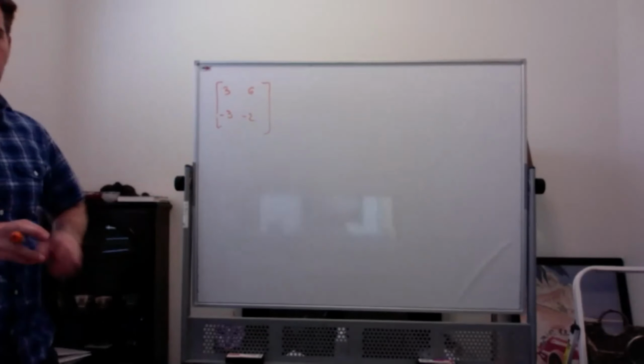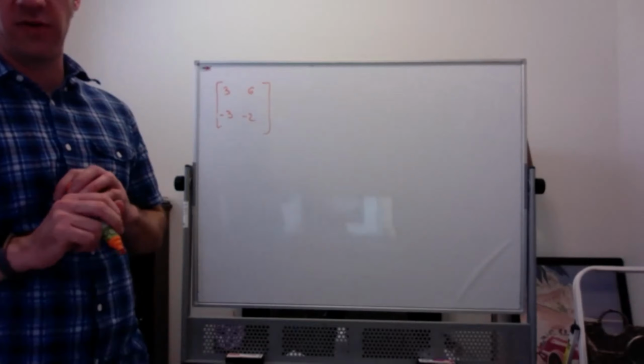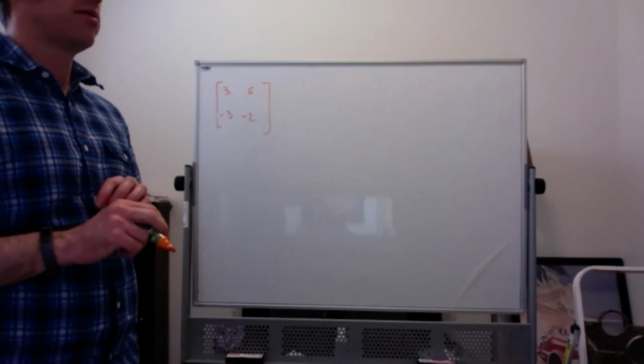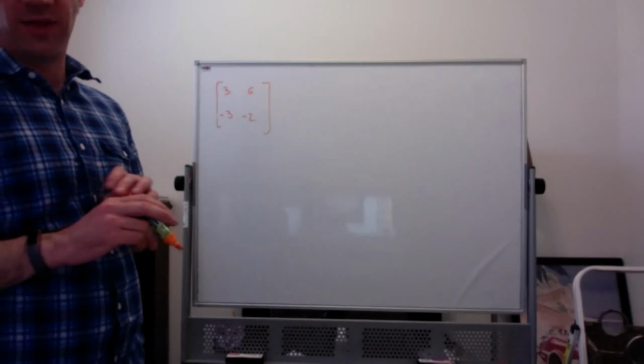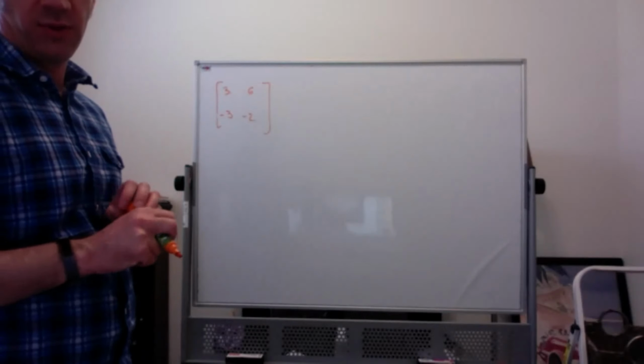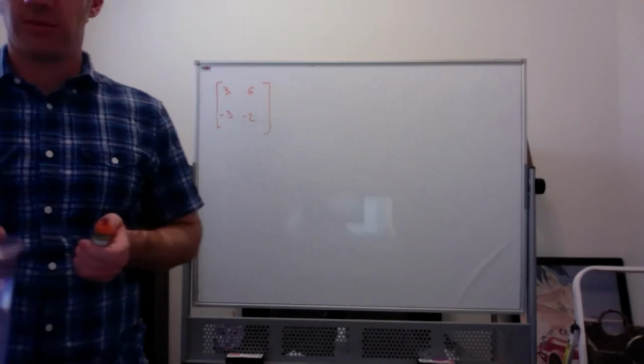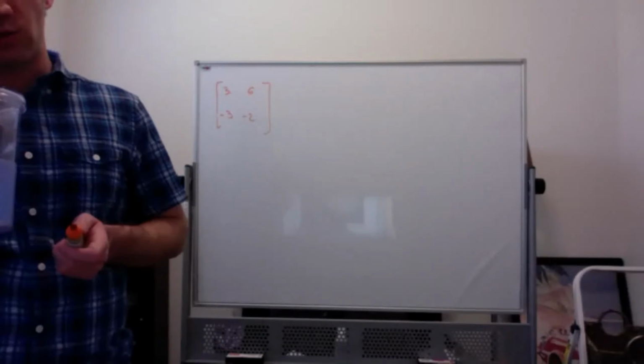Okay, so I want you guys to find the eigenvalues for this matrix and then determine what's happening with the equilibrium point 0, 0. Is it stable? Is it unstable? Is it a spiral? Is it the sink? Is it the source? What's happening?